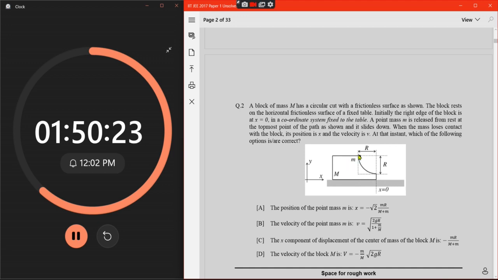When the mass loses contact with the block, its position is x and velocity is v at this instance. Which of the following options is or are correct, ठीक है ना? इस पोजीशन अपने को निकालनी है, राइट? x velocity is v, velocity अपन energy conservation से निकाल सकते हैं, right? I mean velocity is actually easy to figure out, but then position is not. Like normal velocity is not going on.